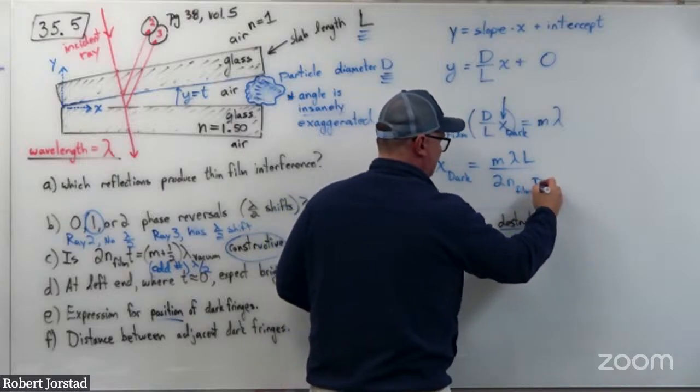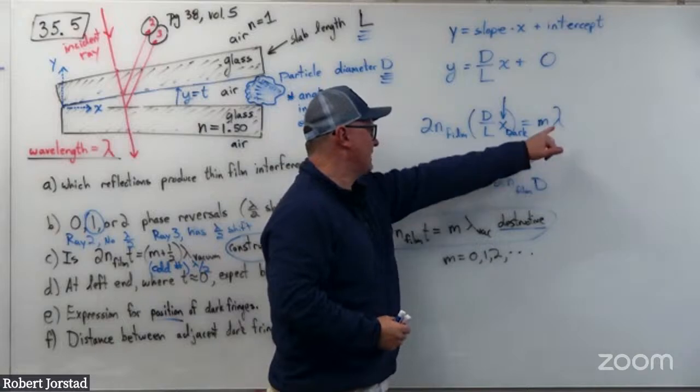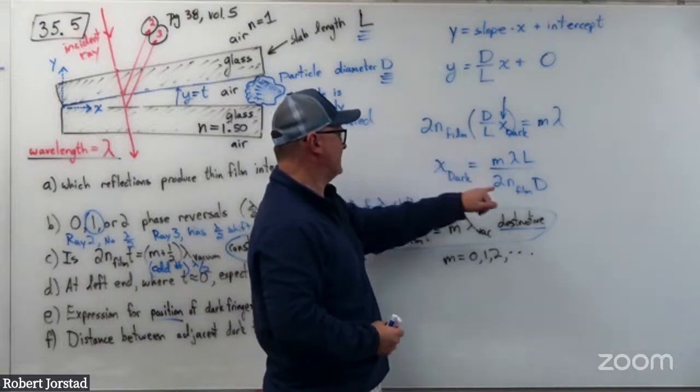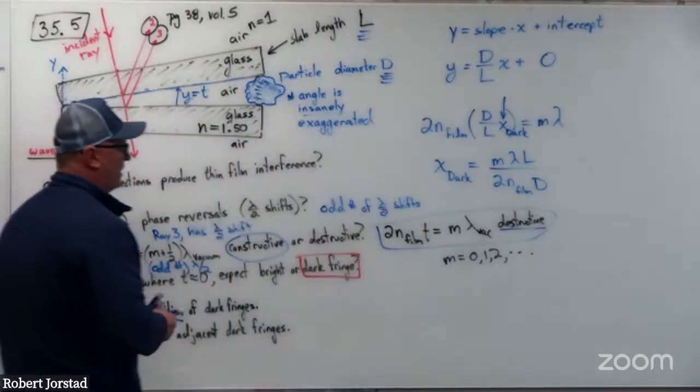D. I'm going to double check and make sure I didn't screw something up. L comes up, m lambda L, 2nd on the bottom, looks good. So this is the result for part E.